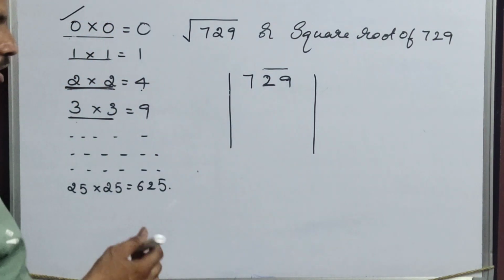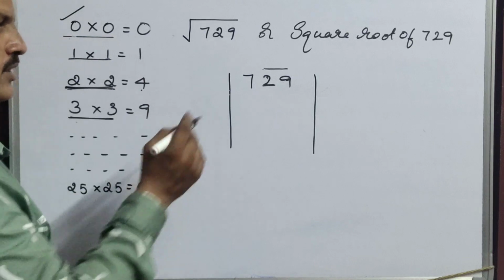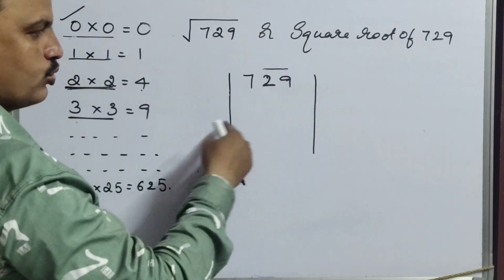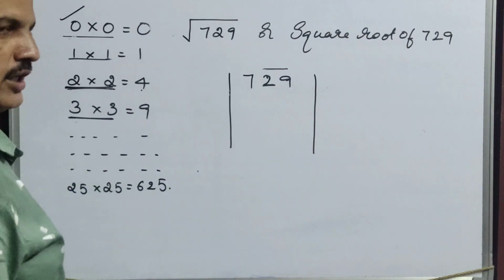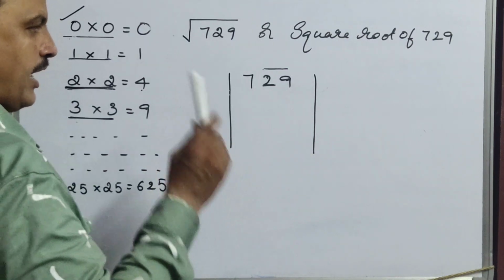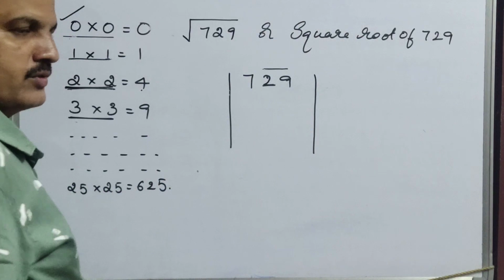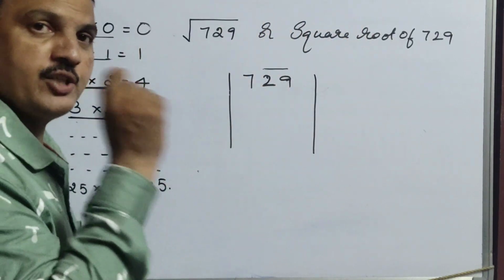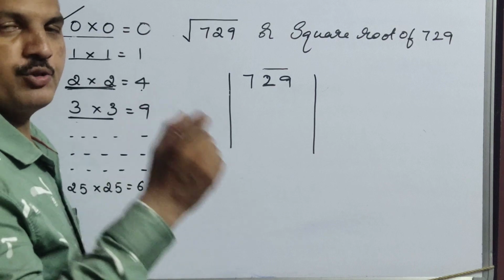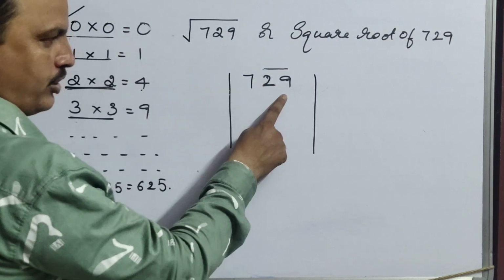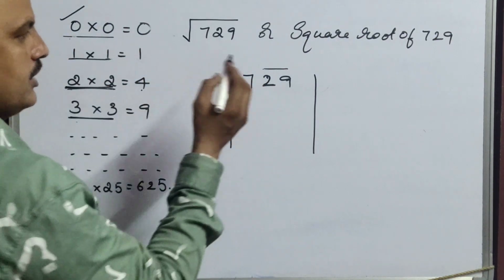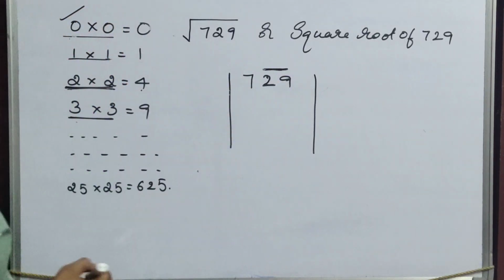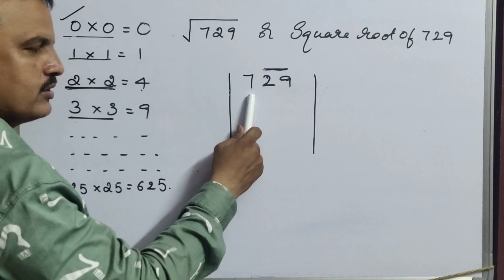Listen very carefully now. First thing is what? 729. What is the given question you have to write? Then you have to draw the 2 lines on both sides, like a division model. And from right to left, on every 2 digits, apply the bar on that. So here I applied a bar here. Okay, now what is left here now?